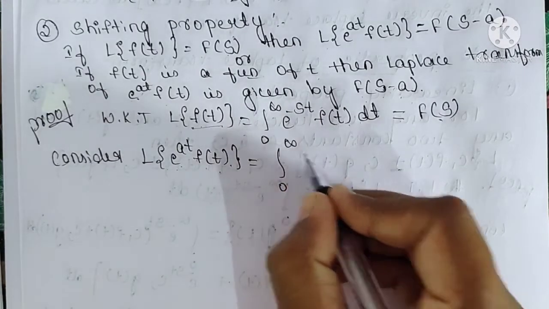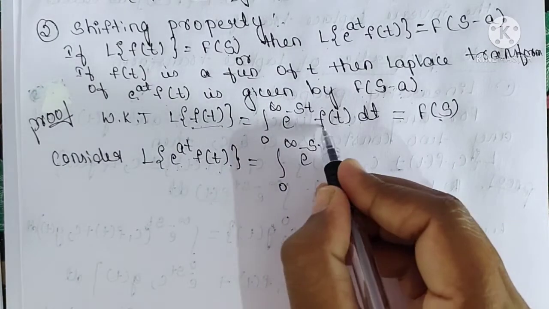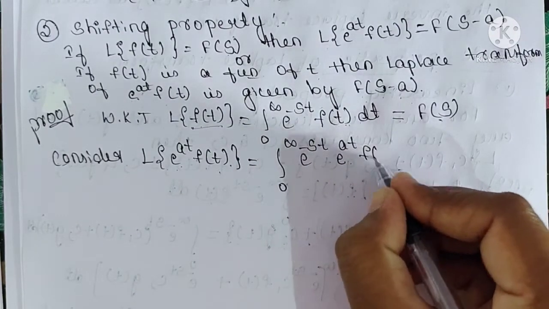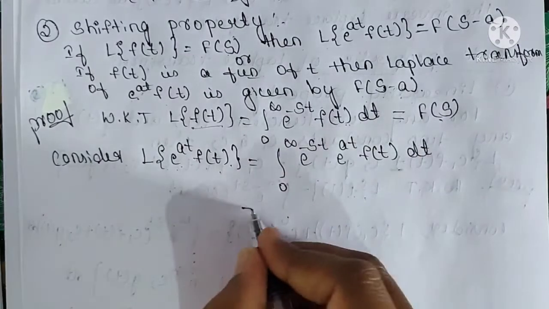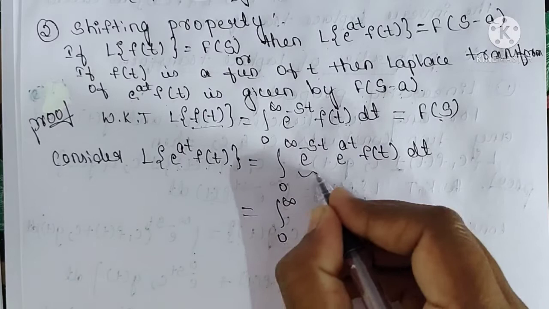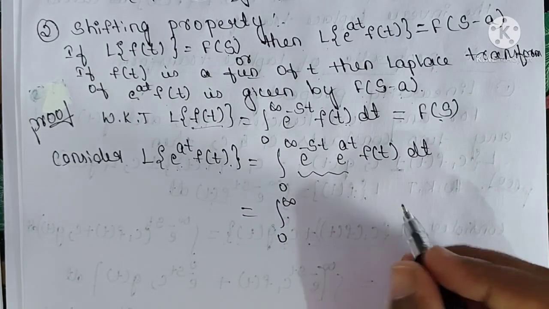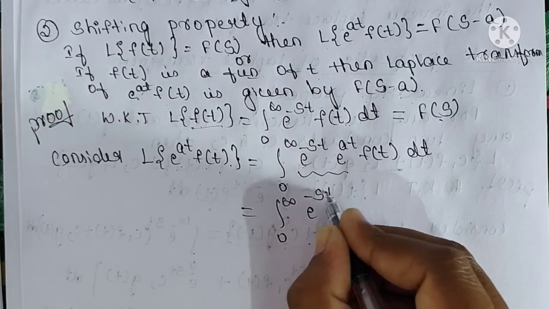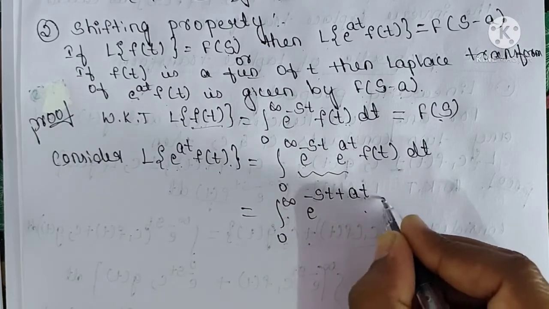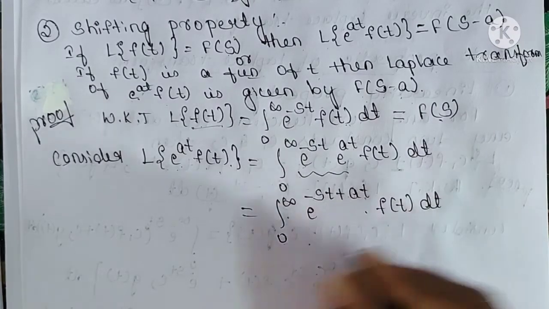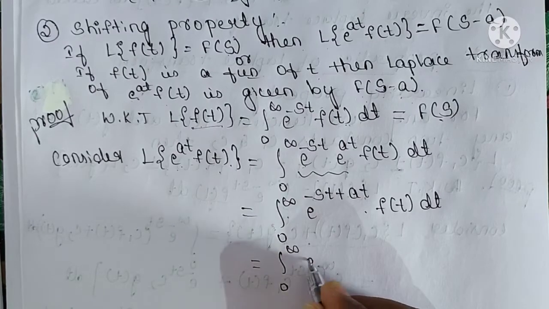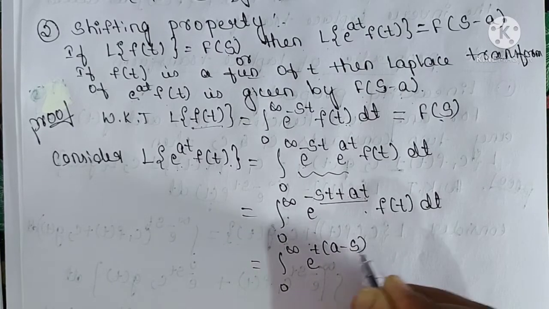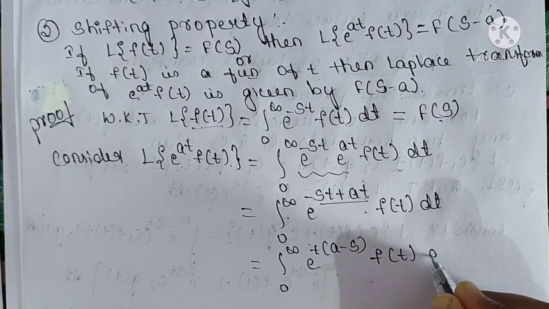Here in place of f(t) you consider e^(at) into f(t), that is integral from 0 to infinity as it is, e^(-st) as it is, in place of f(t) you consider e^(at) into f(t) dt. See, if the bases are the same, we can add powers. Here e^(-st) and e^(at) are there. This we can write as e^(-st plus at) into f(t) dt, integral from 0 to infinity, here t is common. If you take t common, remaining e^(-(s minus a)t) f(t) dt.